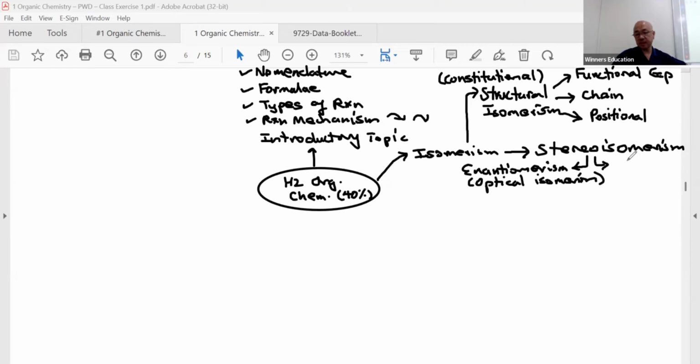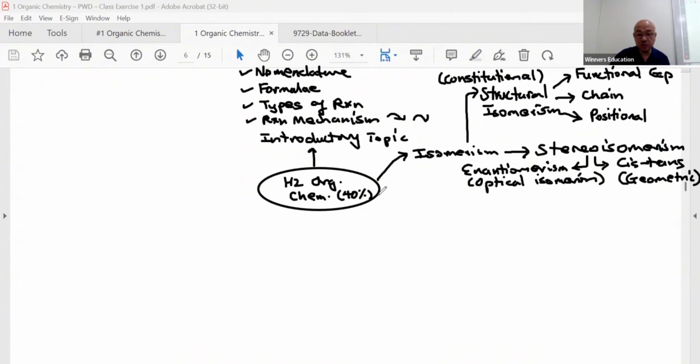Or optical isomerism. And of course, there's also your cis-trans isomerism, also known as geometric isomerism. So basically, with isomerism, you've got to play with them. Because if the question comes out, they ask you to draw out all the isomers. You have to consider all of them, both your structural, also known as constitutional, as well as your stereoisomers. So you've got to be able to get this out. So this is your isomerism.